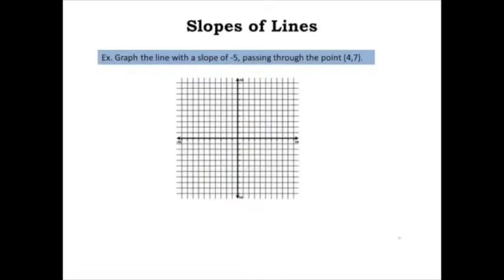Here's an example. It says to graph the line that has a slope of -5 passing through the point 4, 7. Well, we need 2 points in order to graph a line. So let's start by graphing the point that we know, 4, 7. To graph 4, 7, we'll go to the right 4 and up 7.